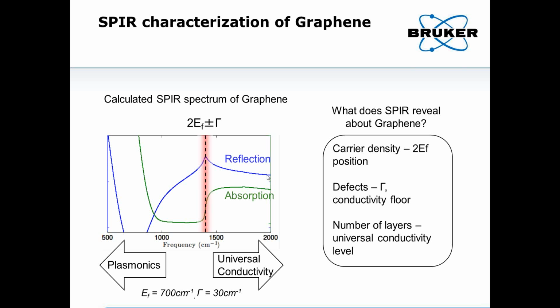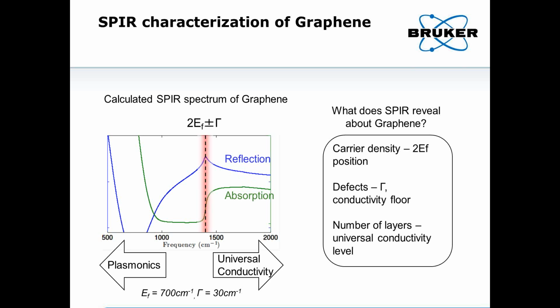So SPIR imaging reveals some interesting information about graphene. For instance, the carrier density can be pulled out of the position of the 2EF feature. The width of this feature could be used to measure the scattering rate and give some information about defects in the conductivity floor of graphene. And the number of layers can also be determined by looking at the universal conductivity level, which one could determine from this reflection and absorption response.